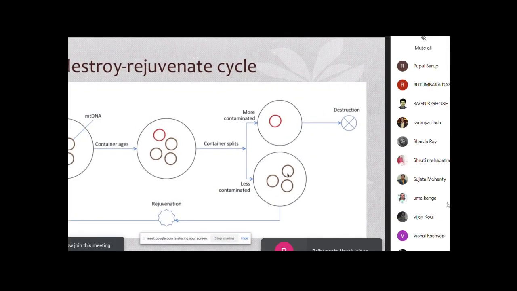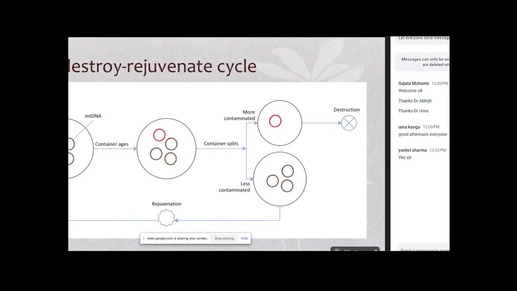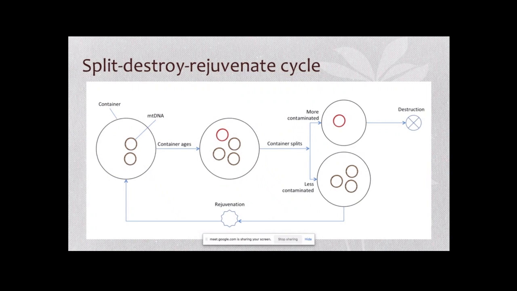And the ones which carry less mutations are carried along the path of rejuvenation, which somehow magically rejuvenates or makes the container young again, and the whole cycle keeps on repeating. That's the broad scheme of things for how mitochondrial mutations are managed, and I call it the split, destroy, rejuvenate cycle. So if there is one thing that I want everyone to take from this talk, it's just this slide. You can forget pretty much everything I'm going to talk about, but remember this split, destroy, rejuvenate cycle. And we'll see in detail for the rest of the talk how this scheme works in different containers.